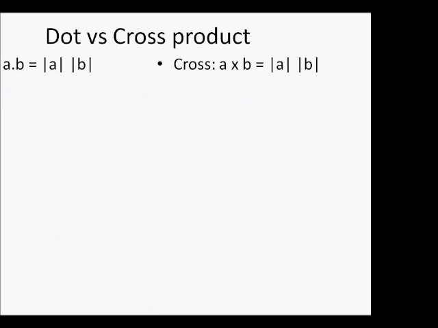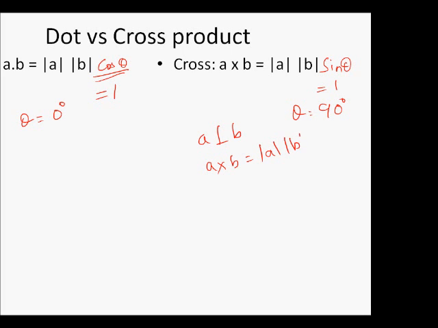So when is A dot B equal to modulus A modulus B? In this case, the cos theta is equal to 1, which happens when theta equal to 0 degrees. And when is A cross B equal to modulus A modulus B? That means sine theta equal to 1. This happens when theta is 90 degrees, that is when A is perpendicular to B. You can notice that A is perpendicular to B when A cross B is modulus A modulus B, or when A dot B equal to 0. And A is parallel to B when A dot B equals modulus A modulus B, or when A cross B equal to 0. These are very important results.